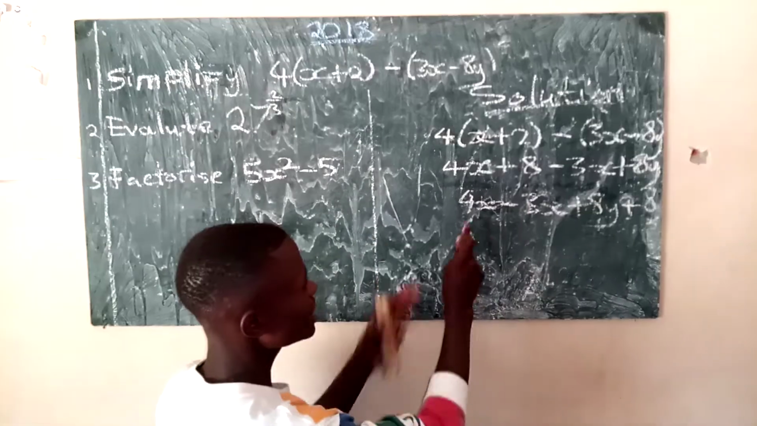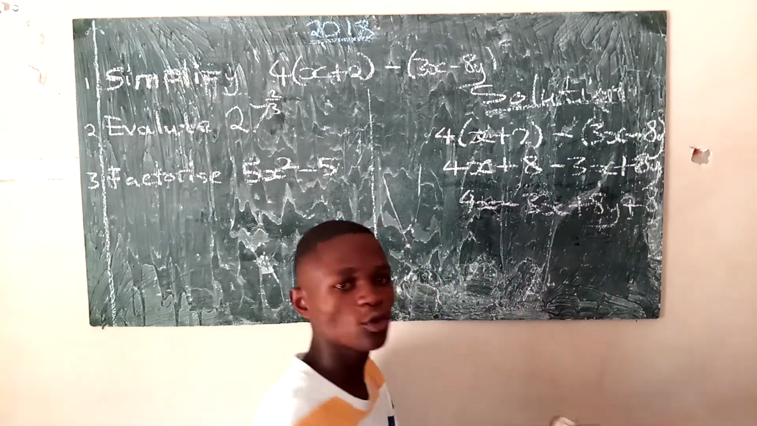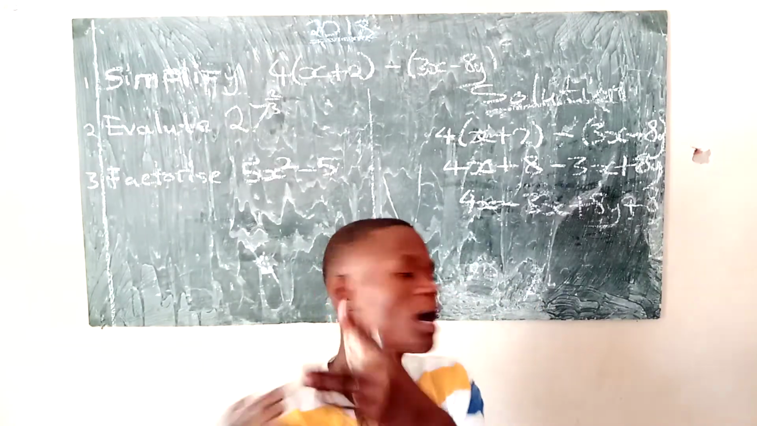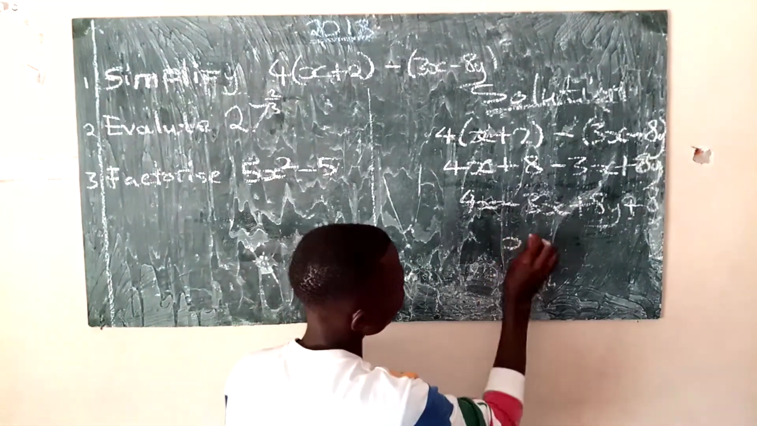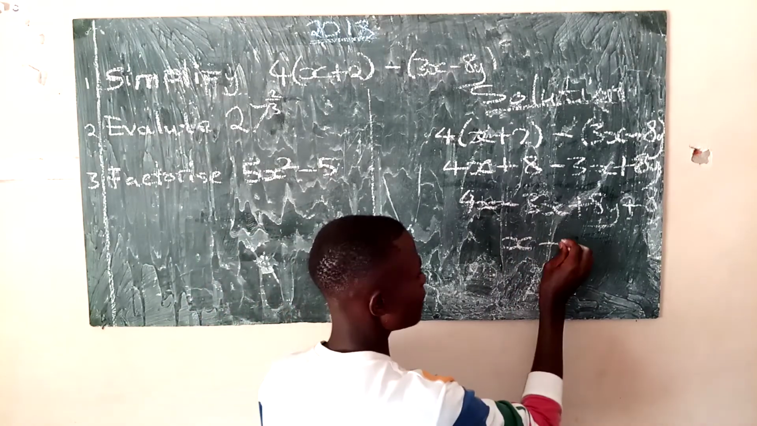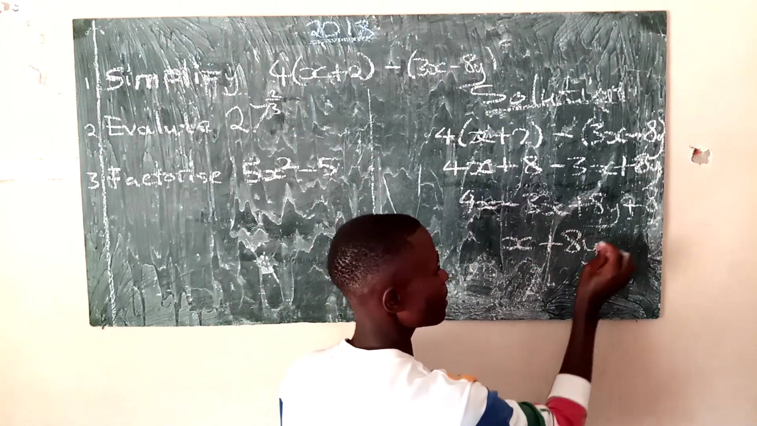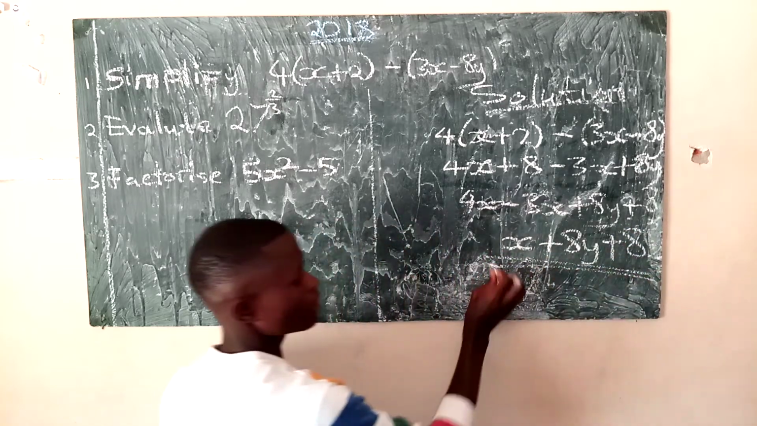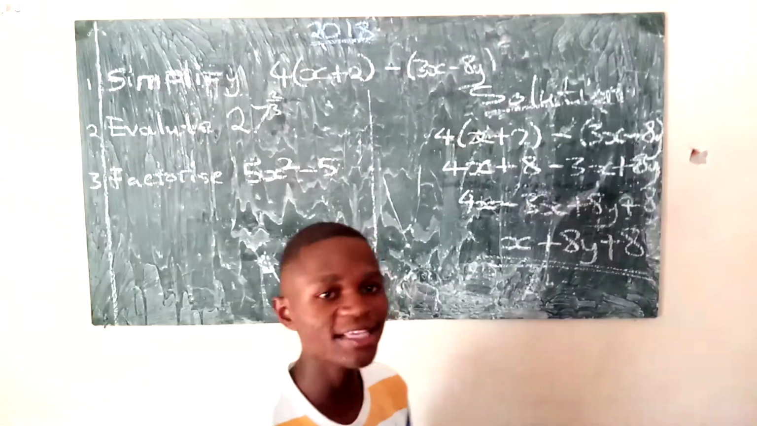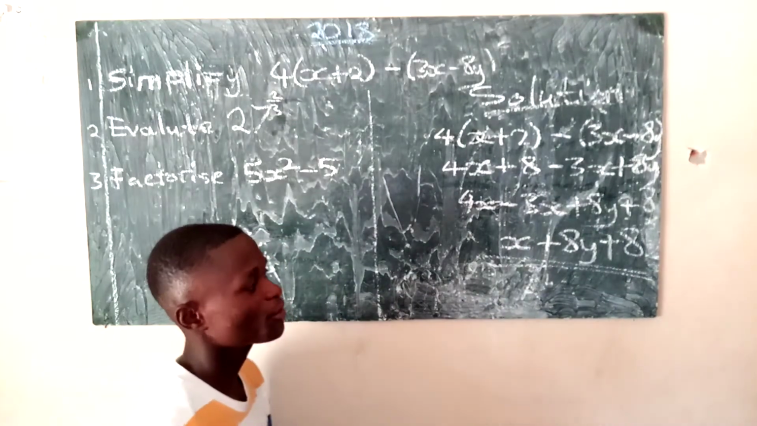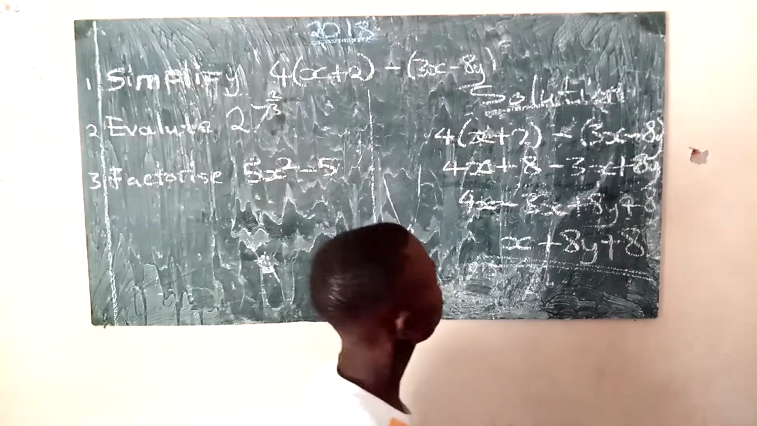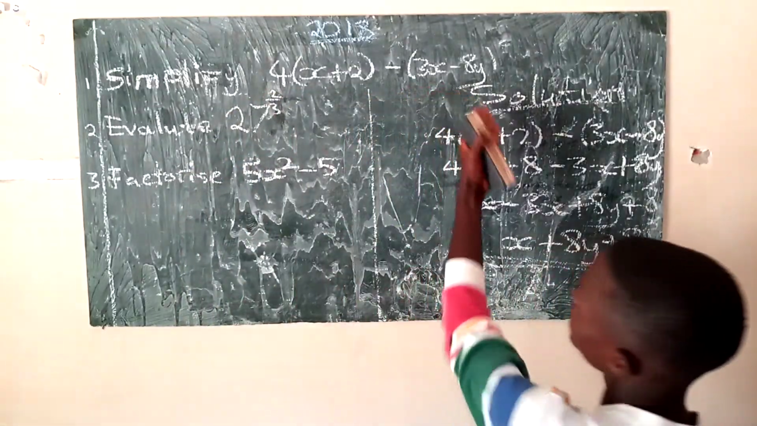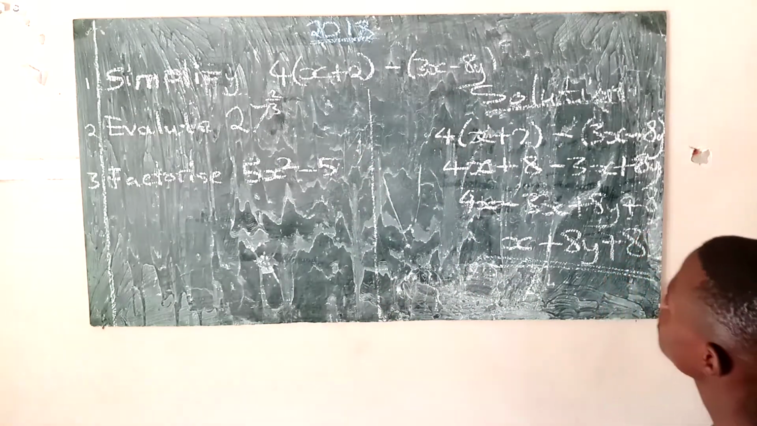What is 4x minus 3x? It's like you have 4 x's, you remove 3. How many are you going to remain with? It is only 1x, plus 8y plus 8. This is simple. Now you've simplified this one, hence simplified. So that's how you say your answer. You've simplified this expression here, making it as simple as possible, okay?